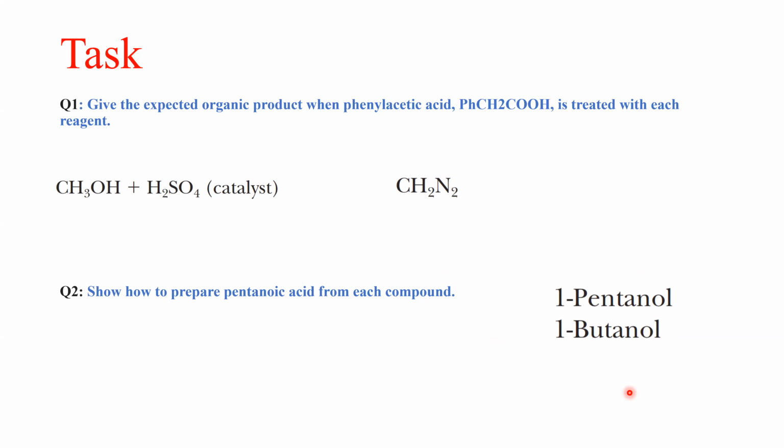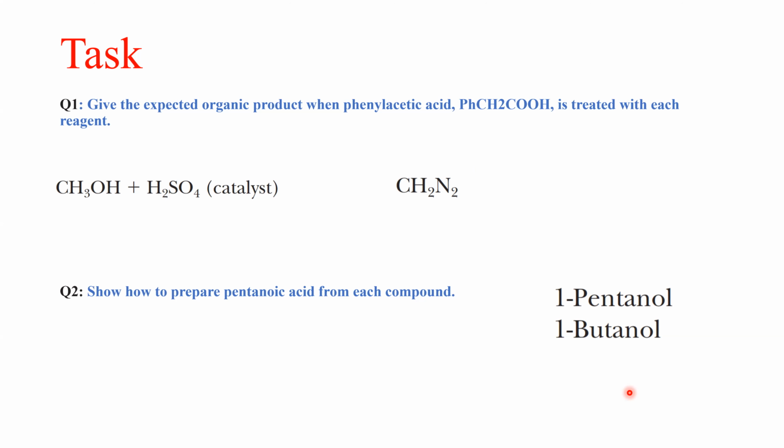The first question is: give the expected organic product when phenylacetic acid is treated with each reagent. One case is methanol and the catalyst, which is basically the Fischer esterification. The second one is diazomethane, and we have already discussed both. So you have to draw their mechanism and the product by treating with phenylacetic acid. The ester is the same, but now the reaction conditions are different.